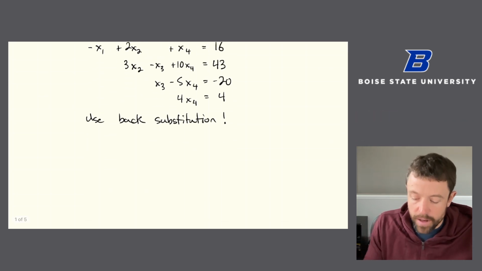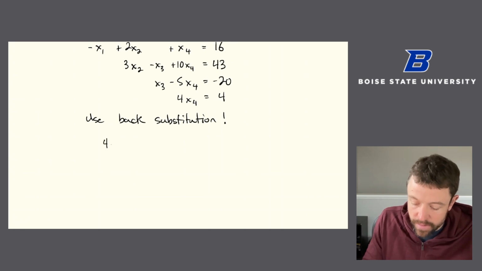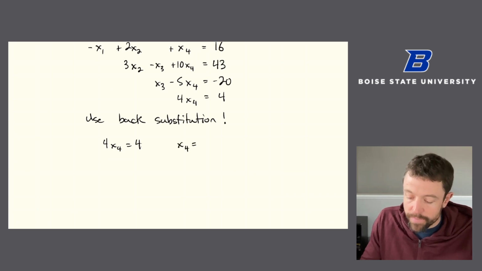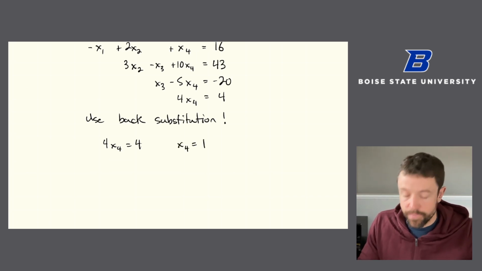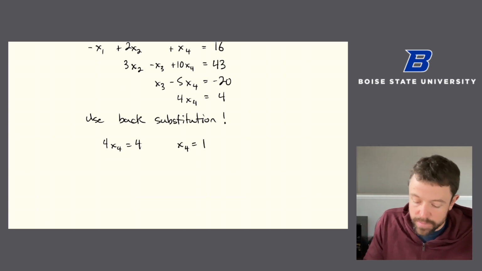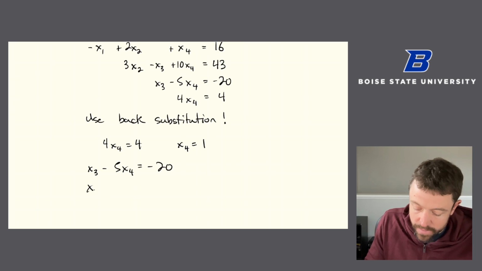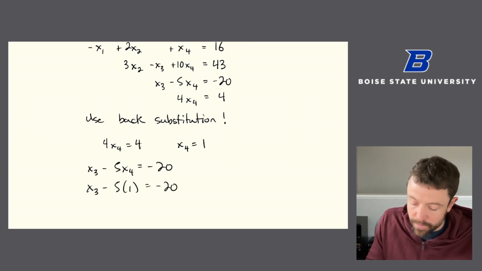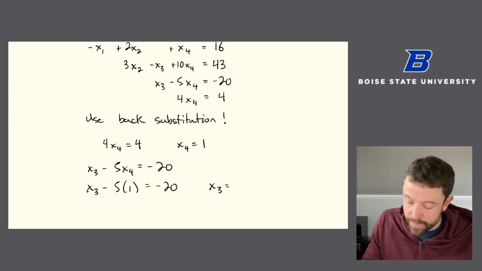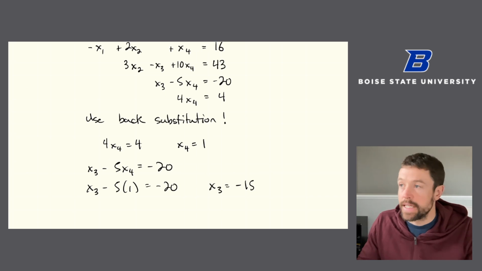So the bottom equation, 4x4 equals 4. When I divide both sides by 4, I find that x4 is 1. Not so bad. Let's move on to the next equation. x3 minus 5x4 is minus 20. I can plug in that x4 is 1. And when I solve for x3, I get that x3 is minus 15.